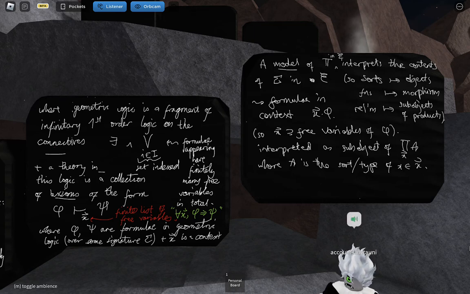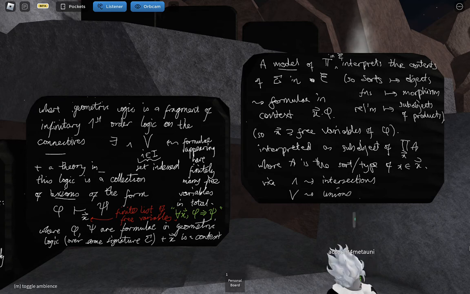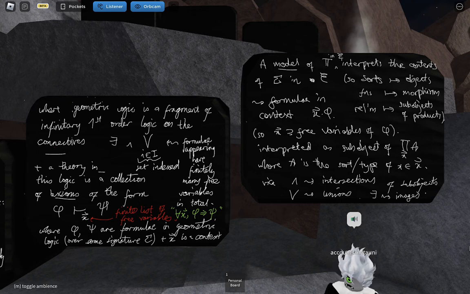Again, I'm stating this all very informally. The point is, I have interpretations of the basic sorts. Those generate the interpretations of the formulas via intersections and unions of subobjects. Right, because I've already told you that relations get mapped to subobjects. And whenever I have an existential, the topos has the structure that I need to take the image of that map and so obtain a subobject from a function. And so all of the things that I would typically think of as formulas, I can interpret as subobjects of some product of the interpretations of the basic sorts.